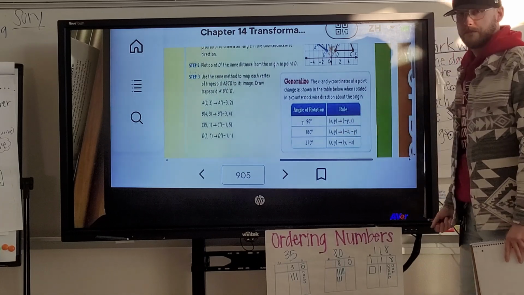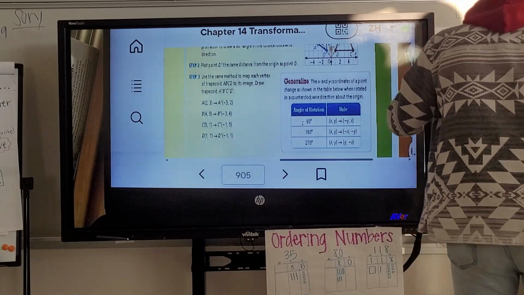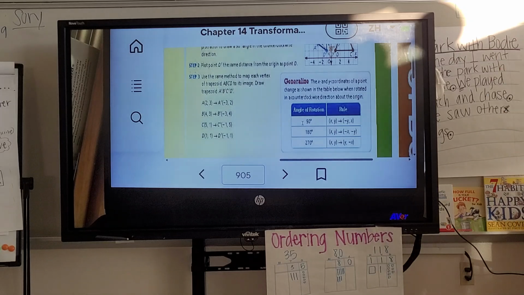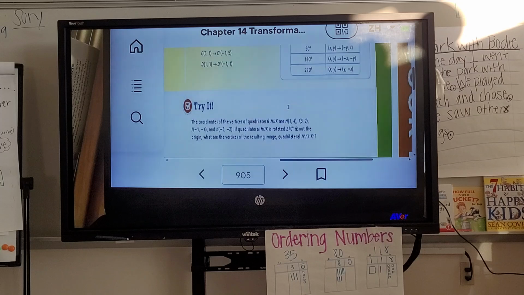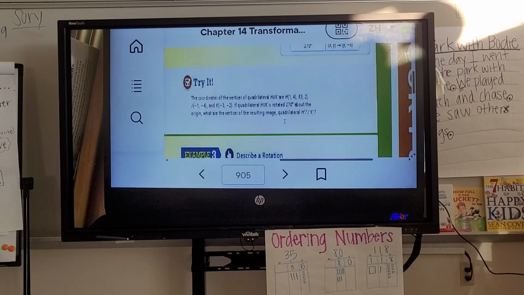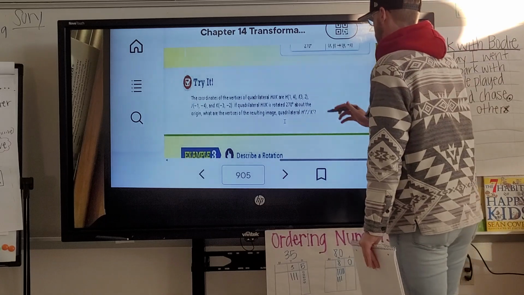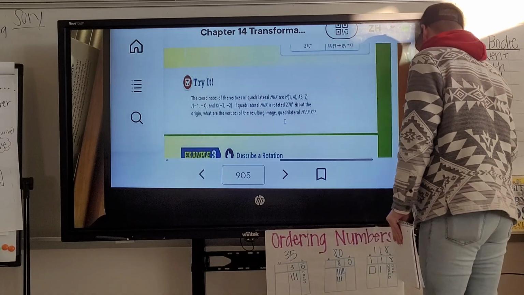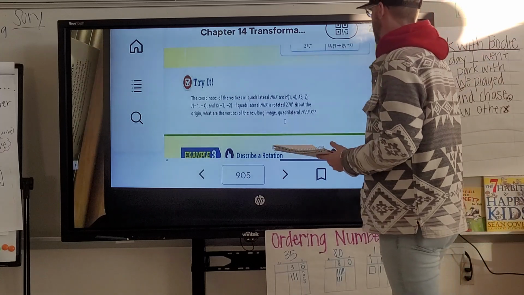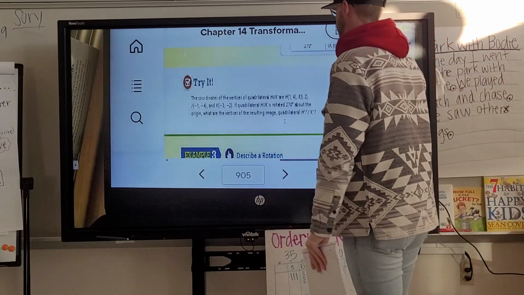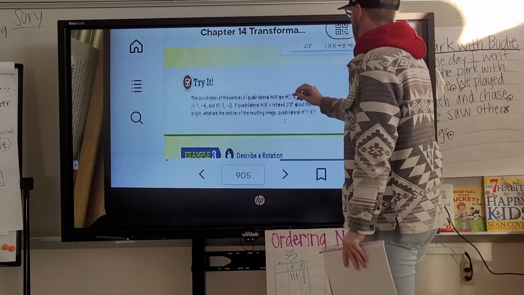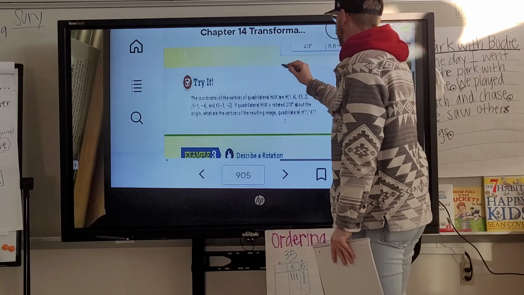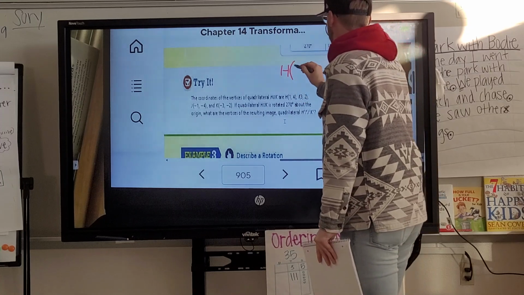They flip. Okay, so now we're going to go to one of the examples, and we're just going to plug in using the rule for our coordinates. So first try, it says the coordinates of the vertices of quadrilateral HJK are, and as you can see, they provide us with coordinates here. So H is 1, 4.